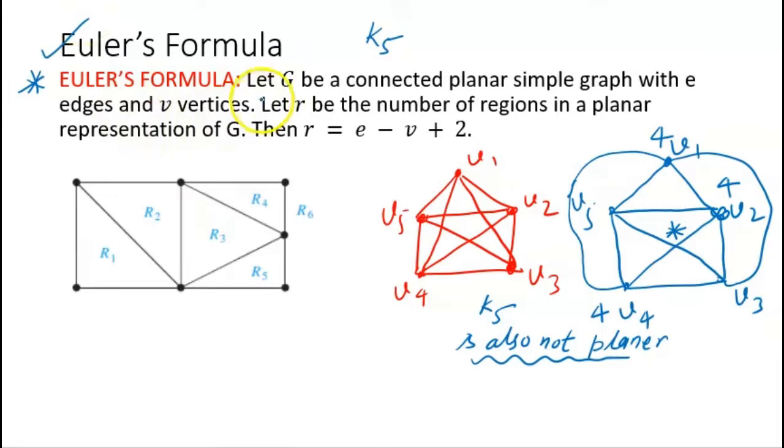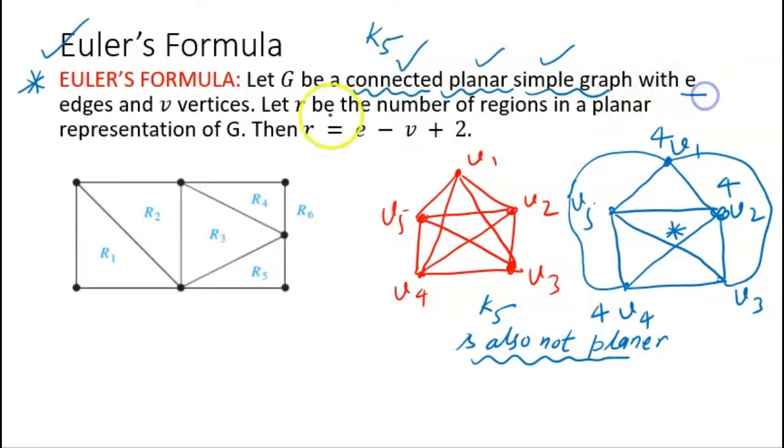So what this formula tells you is that let G be a connected planar simple graph. Connected, planar and simple graph. Planar means, first of all, you need to be sure whether the given graph has a planar representation or not. If the graph is not planar, we can't apply Euler's formula. So to apply Euler's formula, the graph should be connected, planar and simple. And I hope you are clear about these terms, because in the previous videos I have talked about what is a connected graph, what is a planar graph, what is a simple graph.